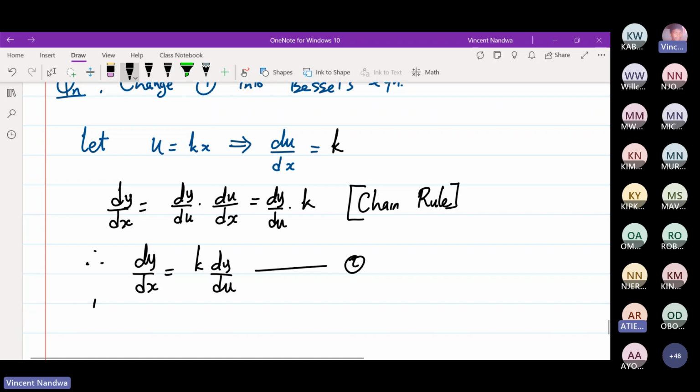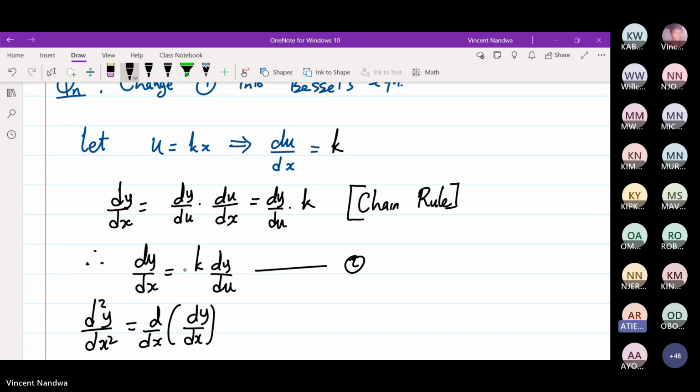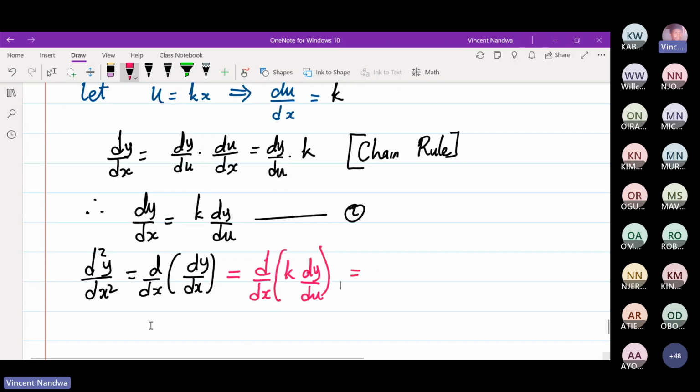So call that one 2. The second derivative, from calculus you know that the second derivative of y is the same as the derivative of the first derivative of y. Are we together on that? So this will be d dx, but in place of dy dx from 2, we have k dy du. We can always factor out the k, which is a constant.